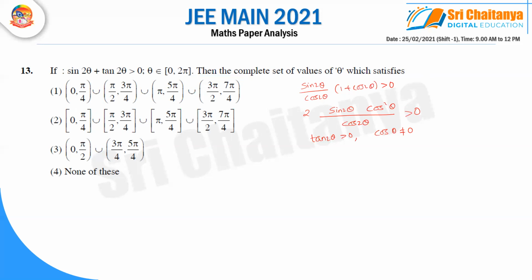Why? Because cos 2 theta not equal to 0. So if I'm taking cos theta equal to 0, then also it is not getting satisfied. Why? Because cos square theta term is there. So if you put cos square theta as 0, you will be getting 0 greater than 0, which will be meaningless. So I need the interval for which tan 2 theta is greater than 0, where 2 theta belongs to 0 to 4 pi.